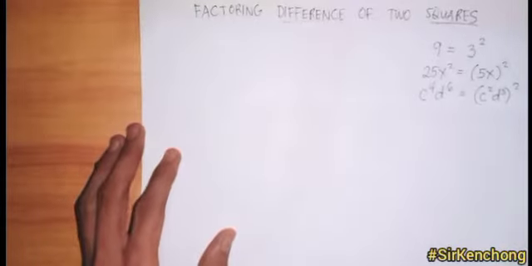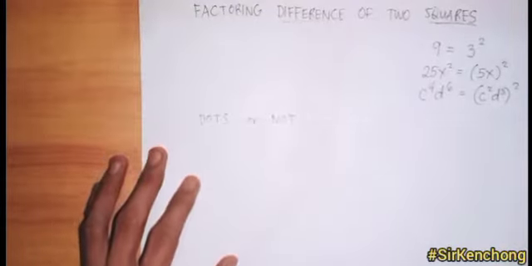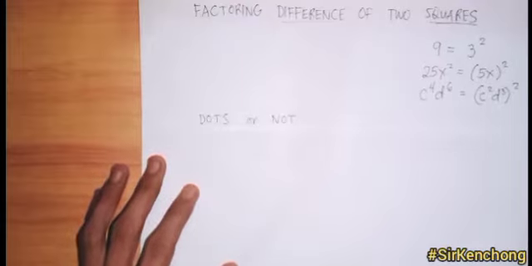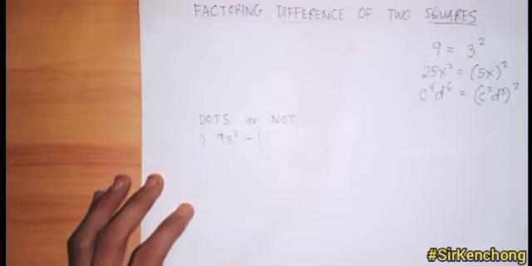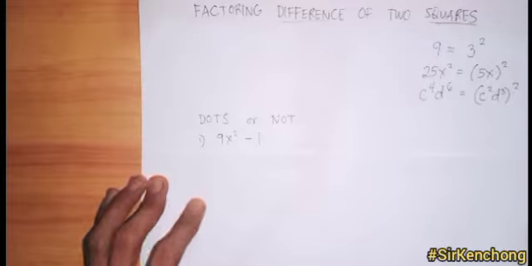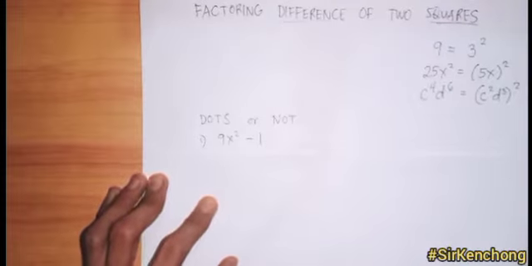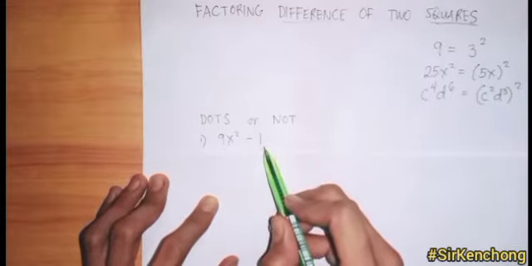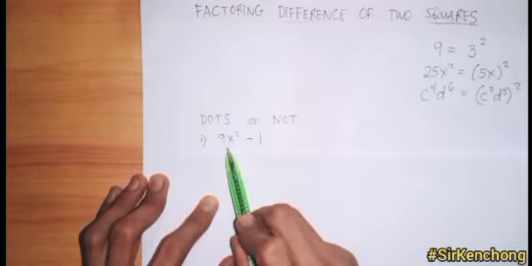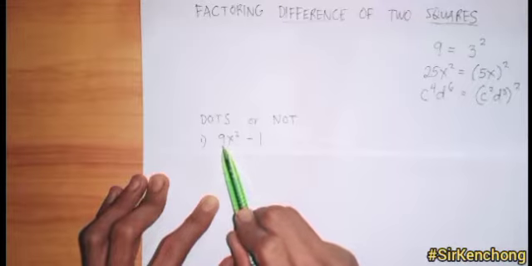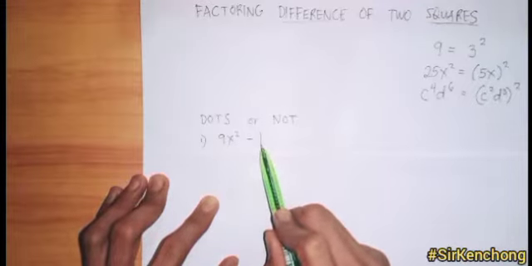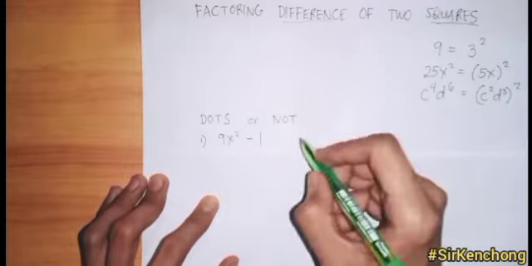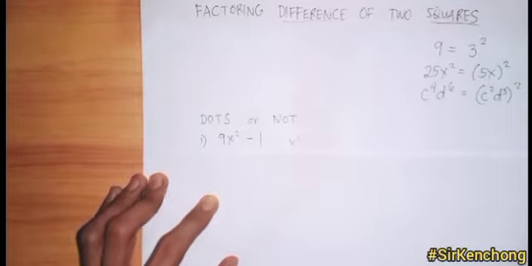Now let's try to determine if these polynomials are difference of two squares or hindi. Una, 9x squared minus 1. So meron bang minus sign between them? Yes, meron. Ito ba ay pwedeng ma-express as a square of an expression? Pwede. 3x. Ito 1. Kasi 1 times 1 ay 1. So, this one is a difference of two squares.